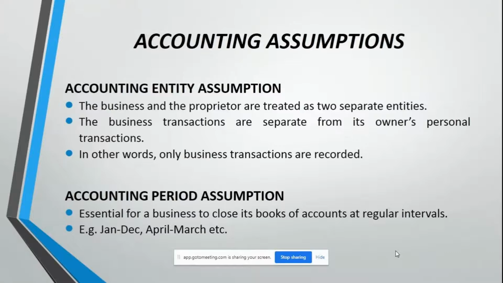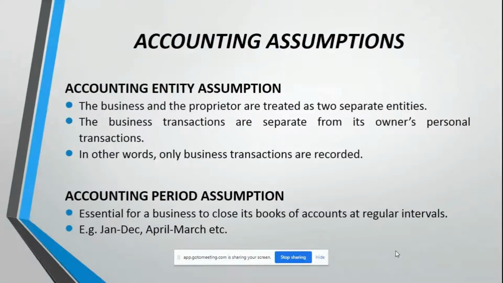And I've given an example here: January to December, and April to March. January to December is called what? It's nothing but the calendar year, and April to March is the financial year. The calendar year is rarely used, but all of us, 99.9%, go for the financial year. So this is the accounting period assumption.